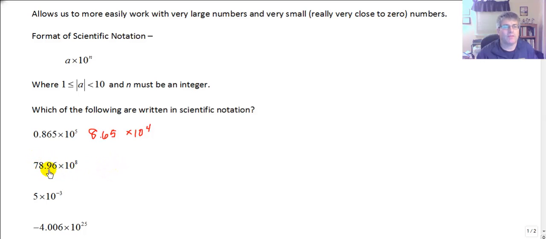What about the second one? 78.96 times 10 to the 8th. Well, my exponent's an integer, that's good. But 78.96, my A is much greater than 10, so that's not correct. We need to rewrite that. 7.896 times 10 to the 9th power.